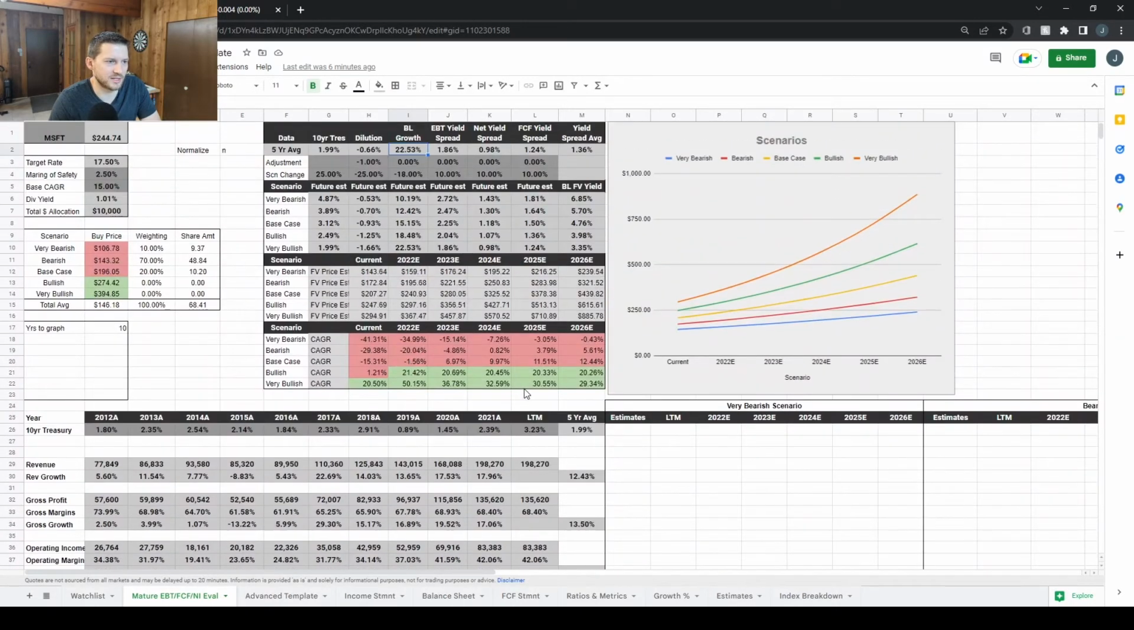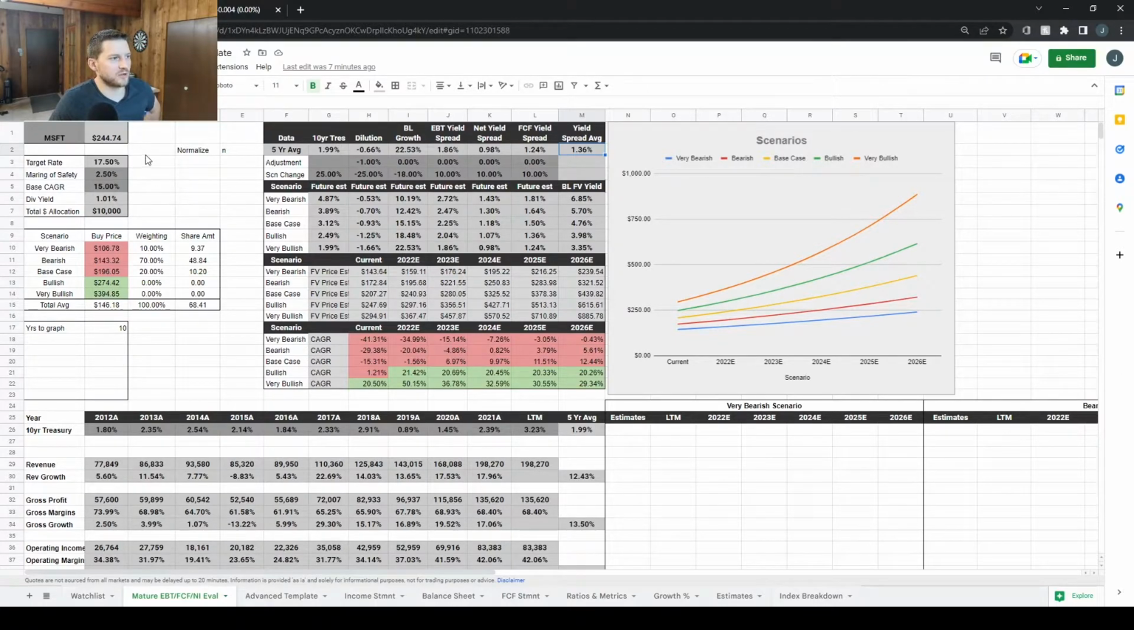You can kind of see that average here over the last 5 years. The EBIT yield spread has been 1.86, 0.98 for the net yield spread, and free cash flow yield spread is 1.24. For an average bottom line yield spread of 1.36 compared to the 10-year treasury.